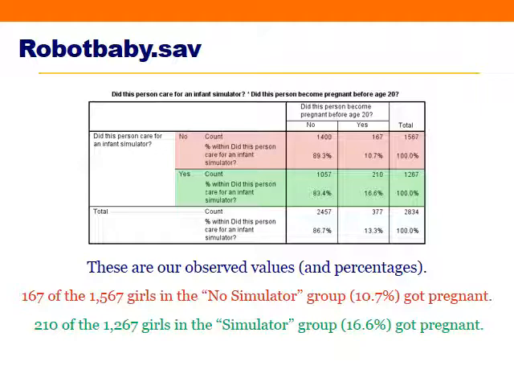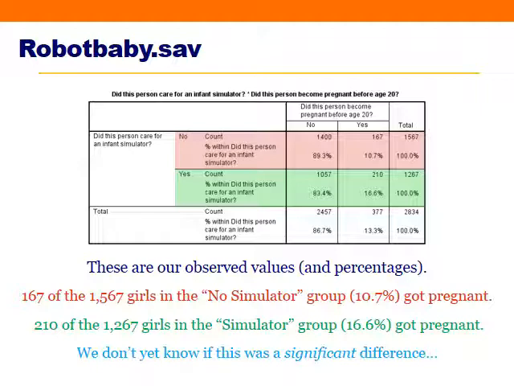Now, looking at those two percentages, they not only look different, but they look different in the opposite direction of what we might have expected. It looks like the girls who did take care of a simulator, who got pregnant about 17% of the time, were actually not less, but more likely to get pregnant than the girls who did not take care of a simulator, who only got pregnant about 11% of the time. However, there's nothing in this table that tells us whether that is a statistically significant difference.